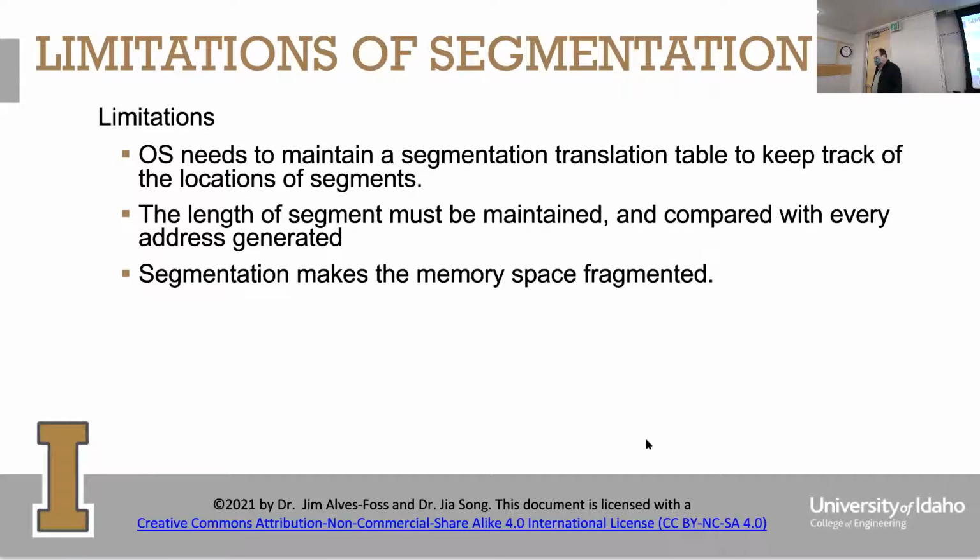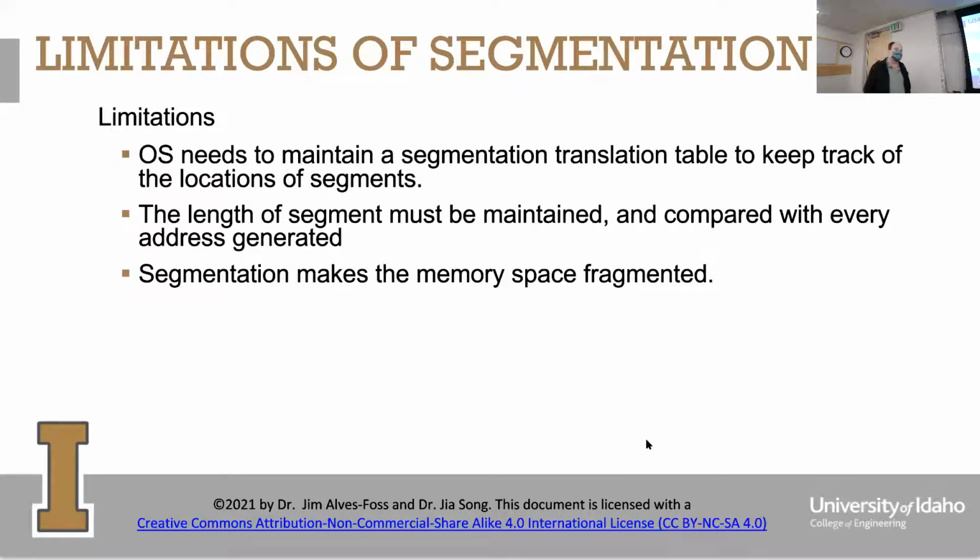There are limits to doing segmentation. The operating system needs to maintain a segmentation translation table. Which segment has which starting address for which user or which process? As we do a context switch, we've got to update all those segment registers. We have to maintain the length of the segment and make sure it's compared with every address generated.